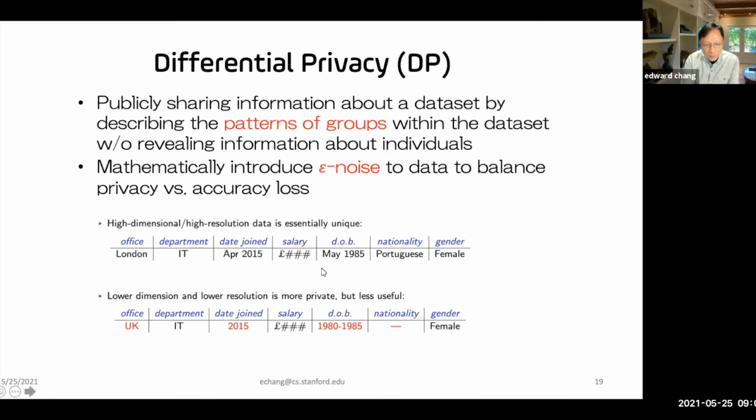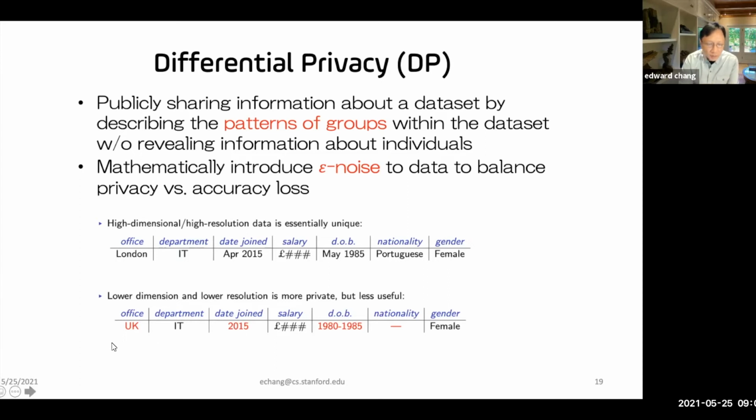In this example here, on the top, you see you have very specific information about a person, including office in London, department IT, date joined 2015, and salary information, and so on and so forth, right? If you get a hold of this piece of information in a company, if you work in a company, it's probably not very challenging to infer who this person is.